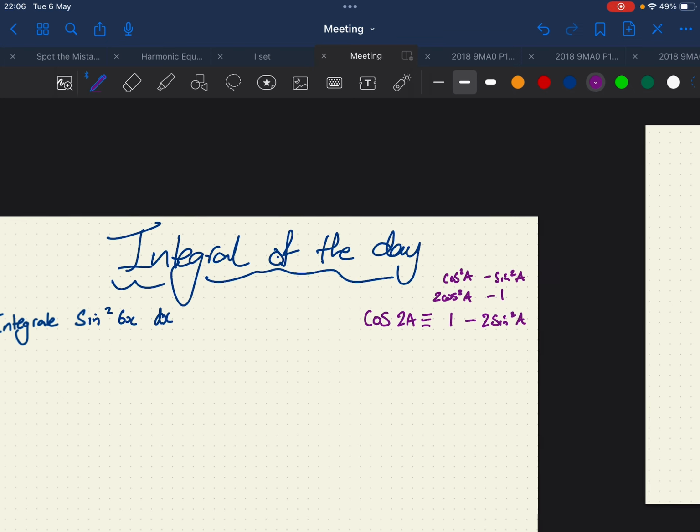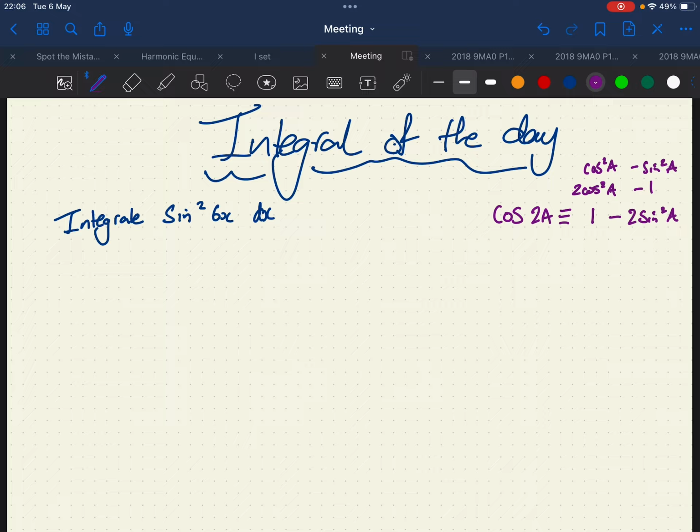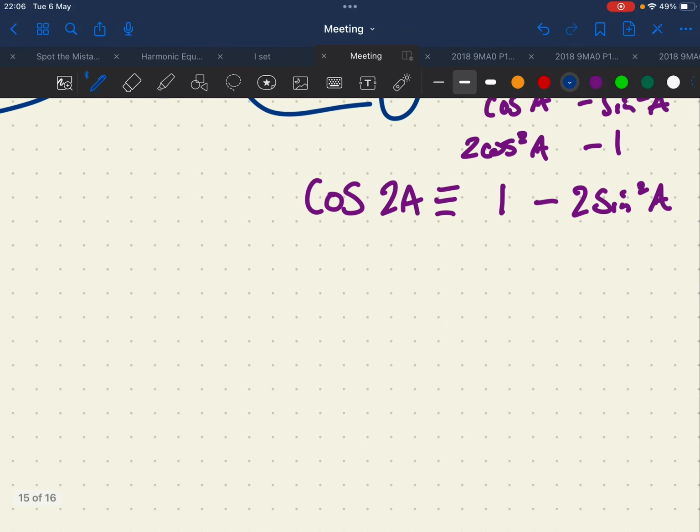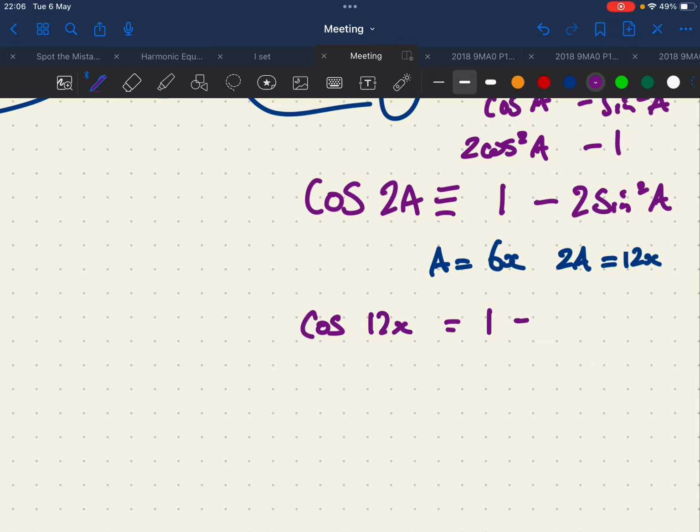Now, my question is about sine squared 6x. So what's my a value then? I'm doing sine squared 6x. So my a value is 6x, which means my 2a value will be 12x. This helps me say then that cos of 12x is equal to 1 minus 2 sine squared 6x.